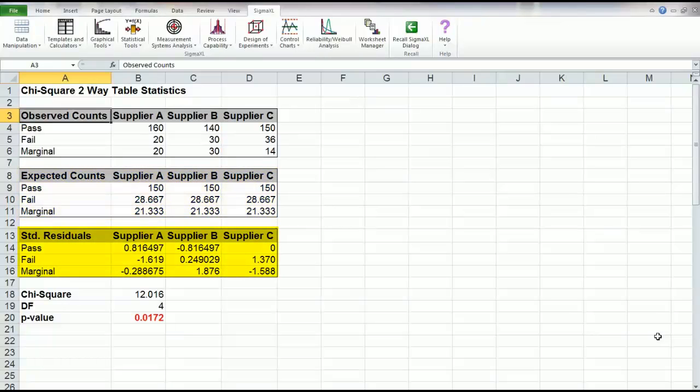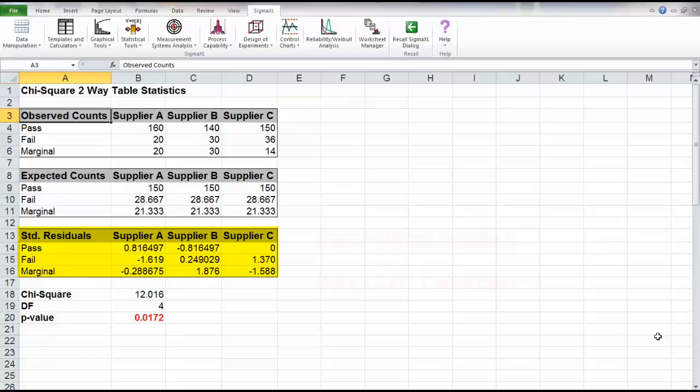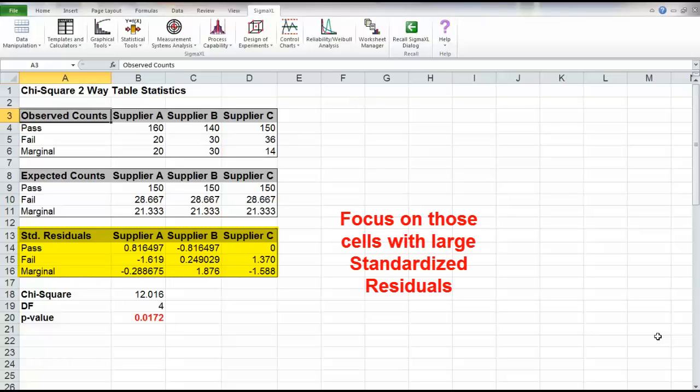The last table is called the Standardized Residuals. This follows an odd formula, but here's what it is doing. It is taking the observed count minus the expected count over the square root of the expected count, and it gives you a number. So what? Well, when you have complex tables like this and you want to know exactly which cells are different, which cells should we focus on in our analysis, we look at the standardized residuals and we're looking for the largest numbers that we can find.